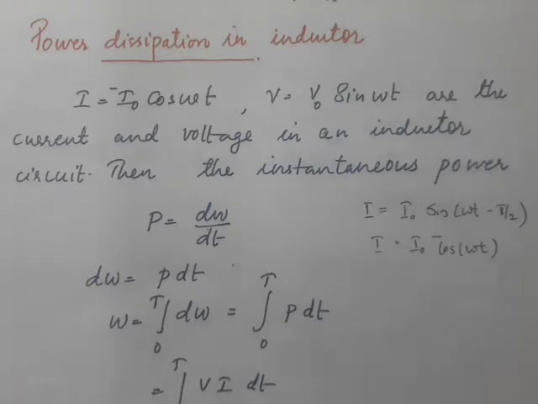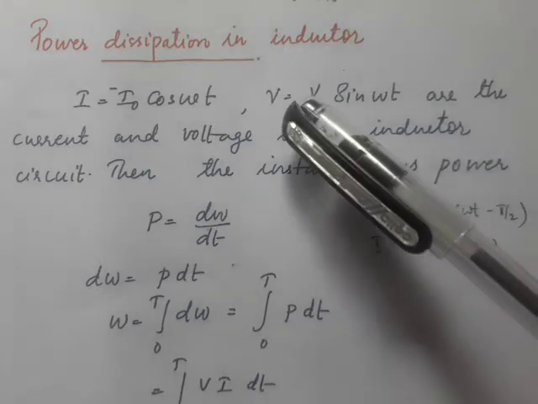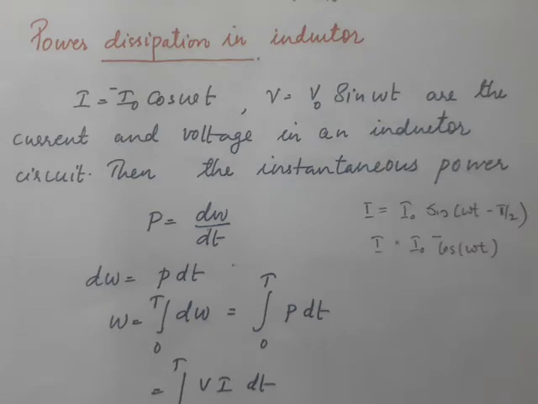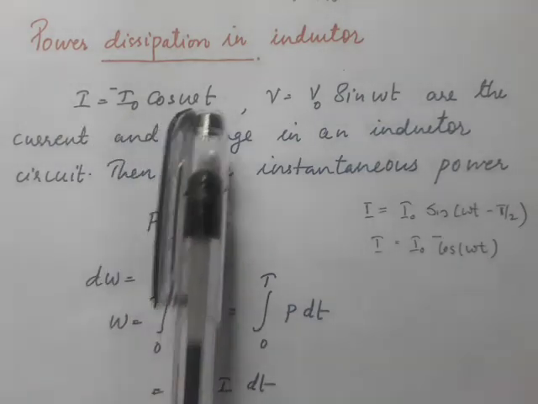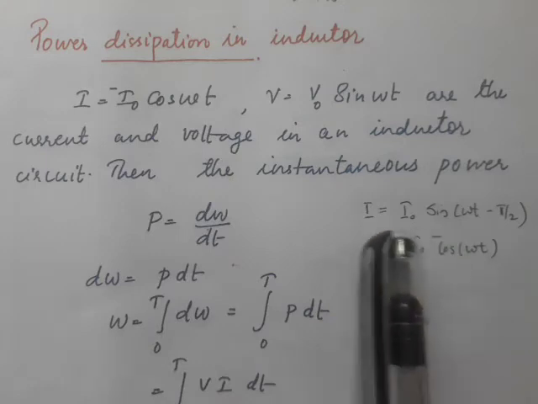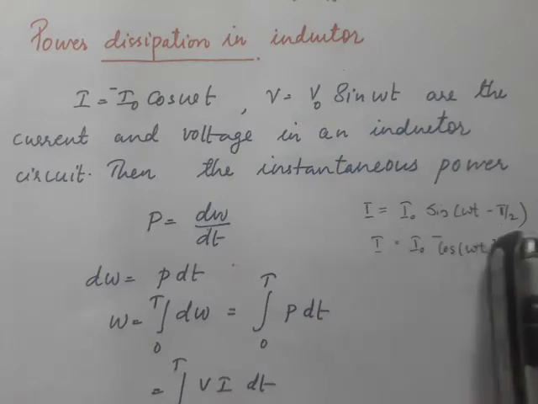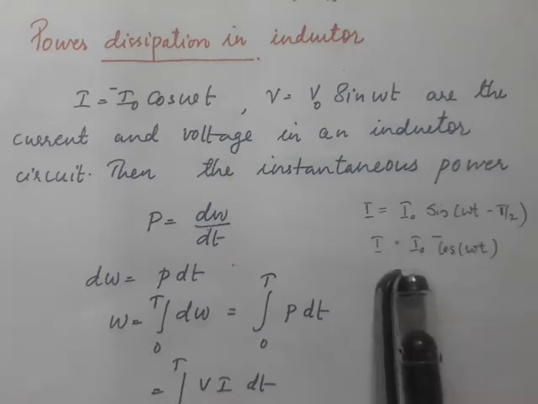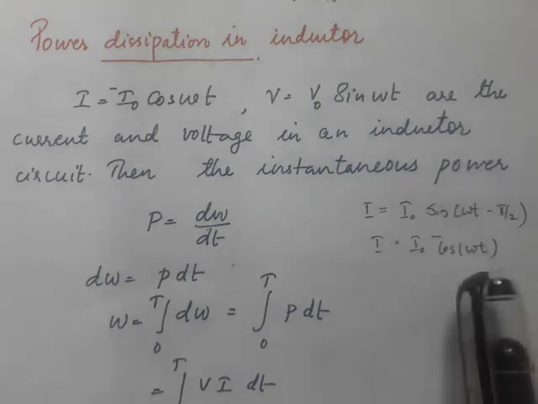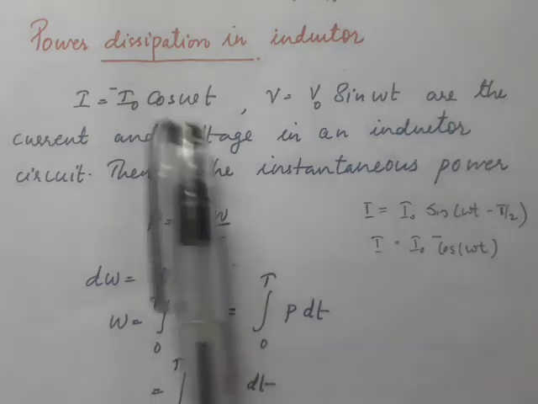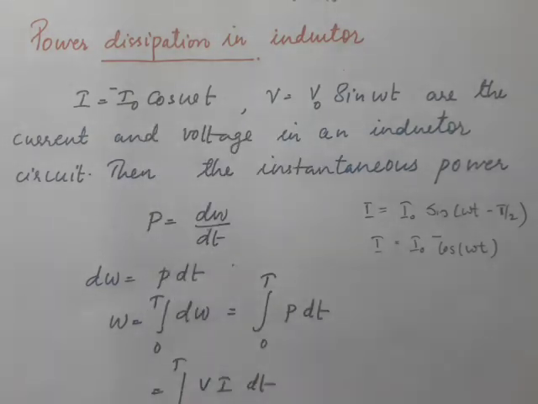So, let us first take an inductor in which an applied voltage V equal to V0 sin omega t creates a current I equal to minus I0 cos omega t. Hope you remember this relation, I equal to I0 sin(omega t minus pi by 2), which we wrote as I0 times minus cos omega t, that is minus of I0 cos omega t. So these two relationships you should remember.